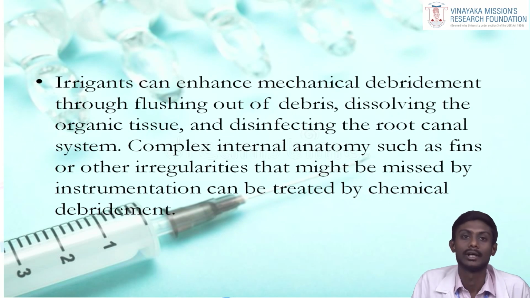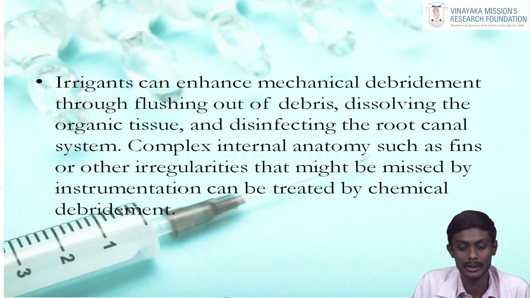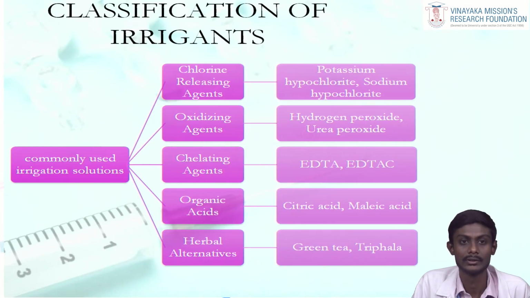Complex anatomical structures such as lateral canals and accessory canals cannot be cleaned by our endodontic files. So complex internal anatomy such as fins or other irregularities, such as lateral canals, accessory canals, and the apical delta region, that might be missed by instrumentation can be treated by chemical debridement with the irrigant solution. Coming to the classification of irrigants, the commonly used irrigant solutions are classified into chlorine releasing agents such as potassium hypochlorite and sodium hypochlorite, in which sodium hypochlorite is the gold standard irrigant used for endodontic purposes. Next are the oxidizing agents, which consist of hydrogen peroxide and urea peroxide, and the chelating agents such as EDTA and EDTA in combination with cetrimide.